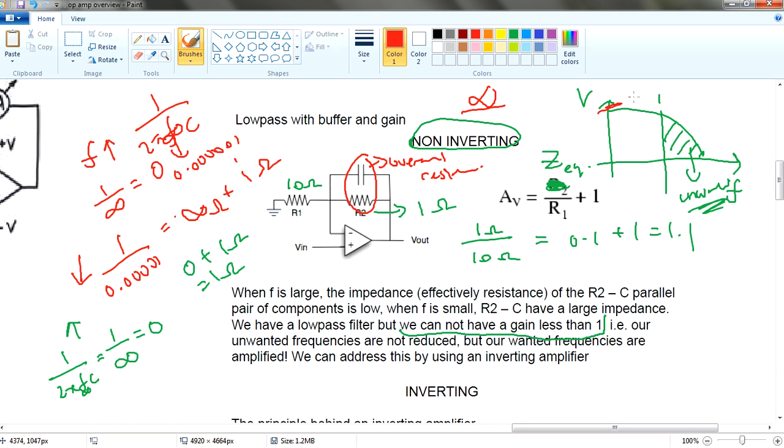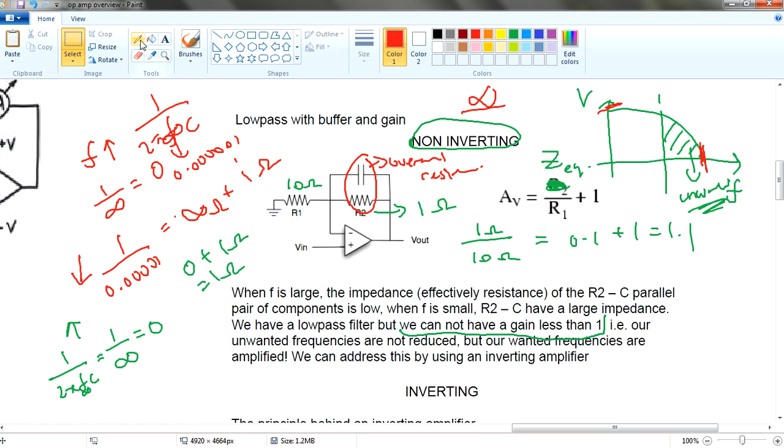However, if your frequency is very high in this case, it only reflects 1 ohm, which is the R2 only. So it is R2 divided by R1, so it depends on the R2 and R1 ratio. And however, you always have plus 1 in this case.